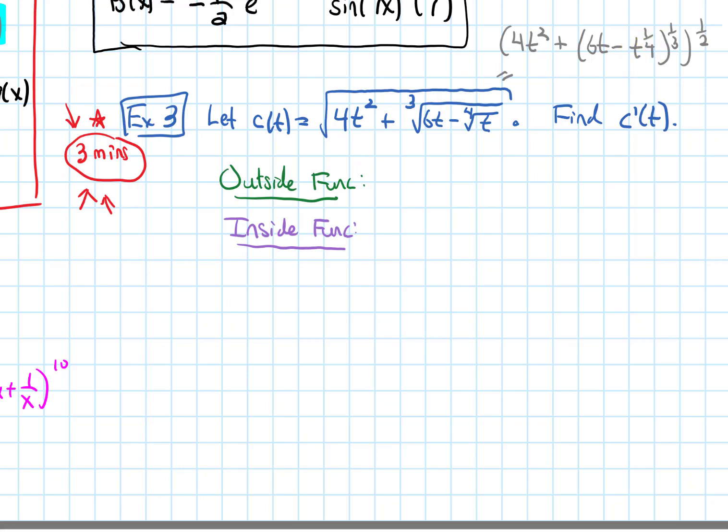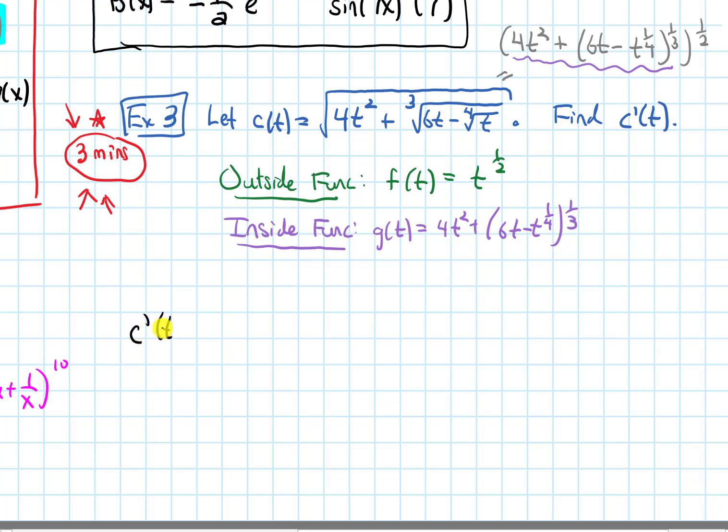Okay, so my inside function is going to be everything that is getting plugged into this 1/2 power. So I'll write g of t, because my variable is t, is 4t squared plus 6t minus t to the 1/4, that quantity being raised to the 1/3. Okay, so that is my inside function. And my outside function, what that whole thing is getting plugged into, is this sort of 1/2 power function. It's t to the 1/2, or it's square root of t. Okay, so let's get into chain rule.